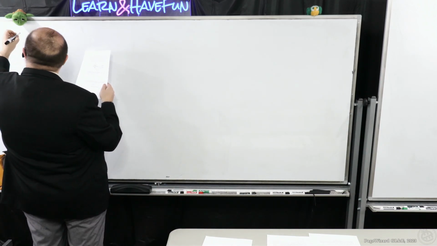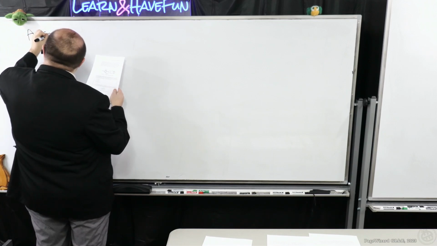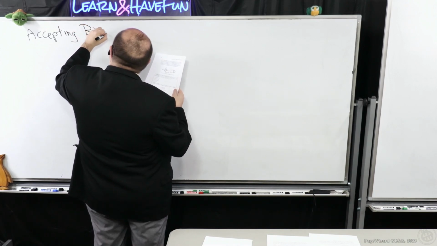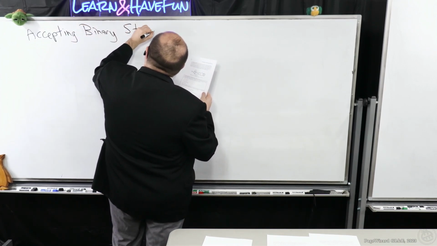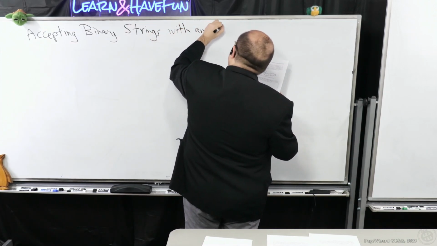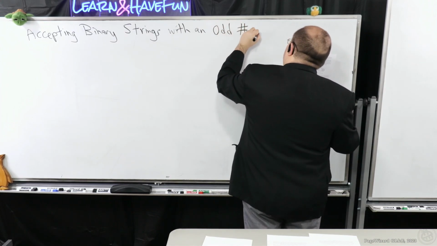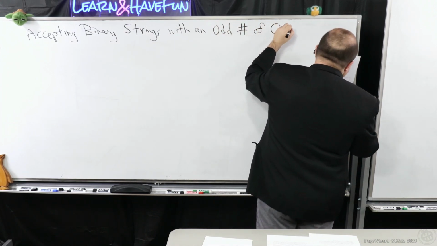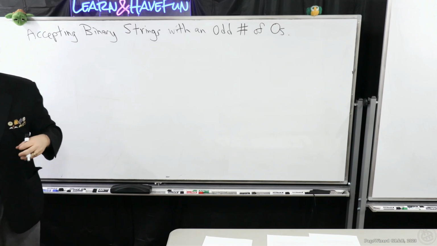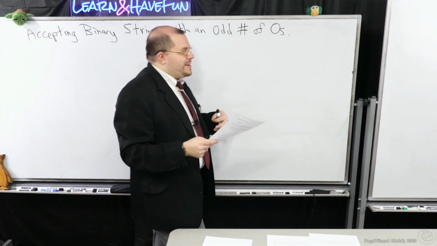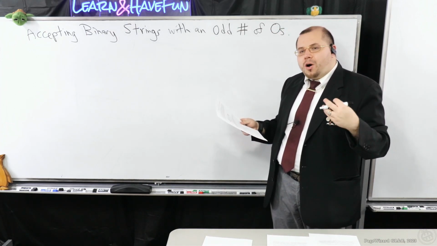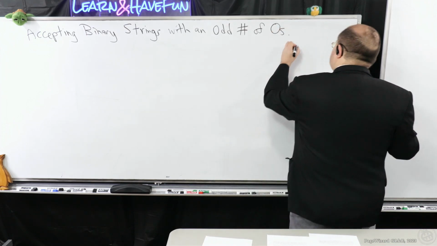So for our first example, let's talk about accepting binary strings with an odd number of zeros. I want us to think about this. Now for those that need a couple of definitions laid out for you, we say a number is odd if it has the following form.